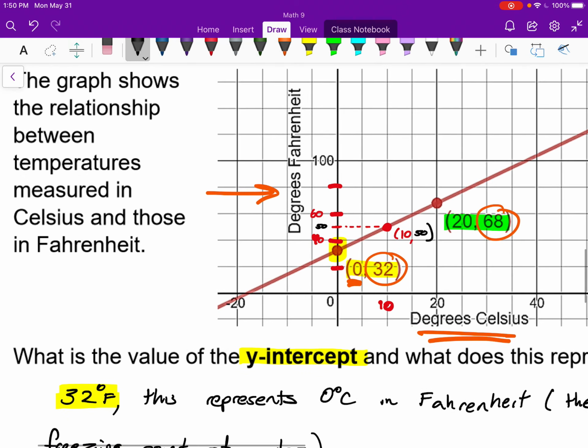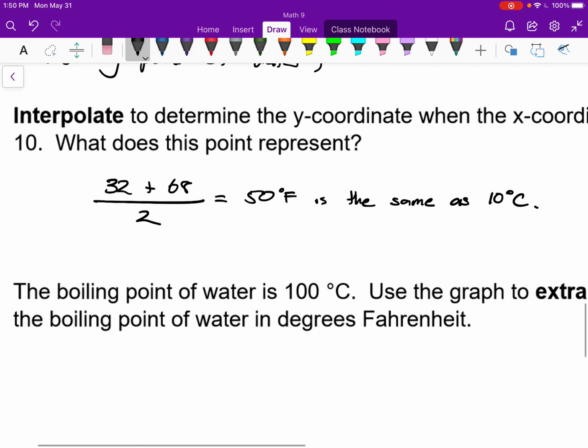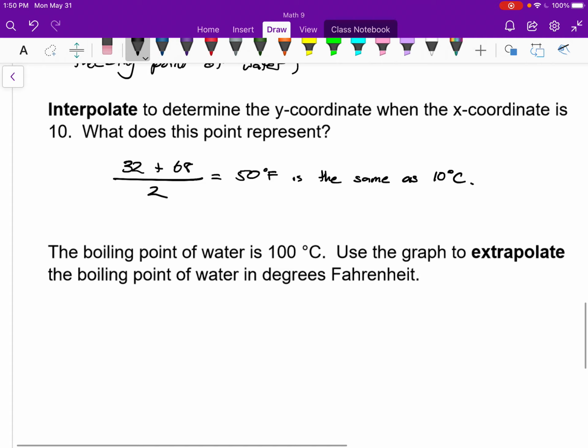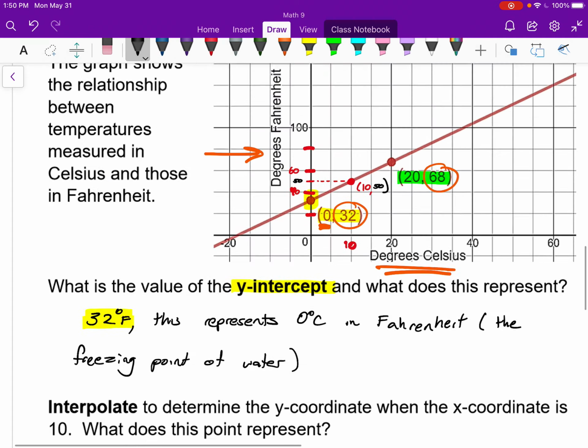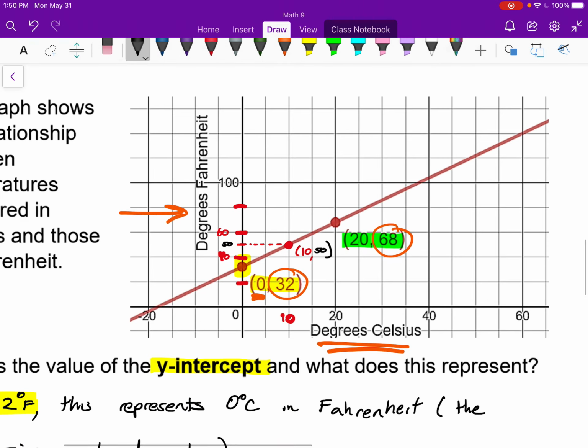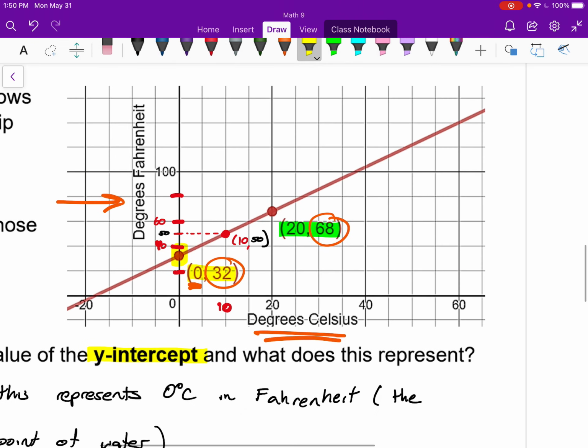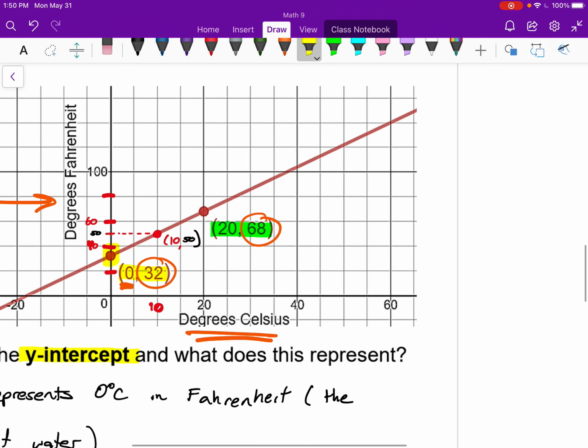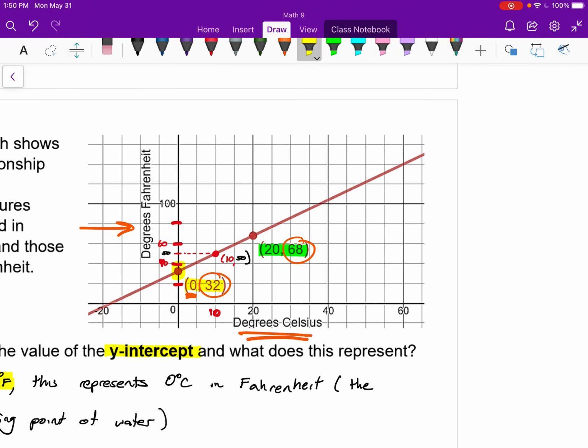We all make mistakes. And so the last thing I want to look at is the boiling point of water is 100 degrees Celsius. Use this to extrapolate the boiling point of water in Fahrenheit. So if I look at this graph, I know that 100 degrees Celsius is the boiling point of water, but 100 degrees Celsius is off my graph. So I need to kind of continue the pattern beyond what I have, and that's an example of extrapolation.